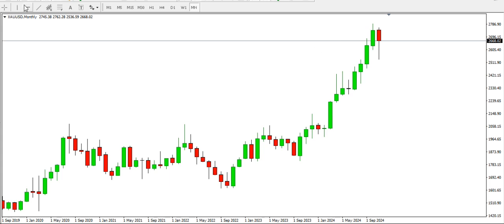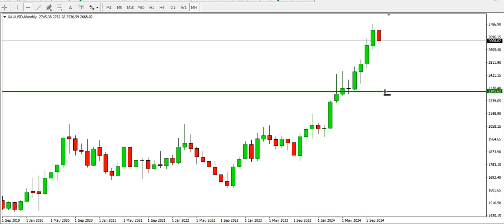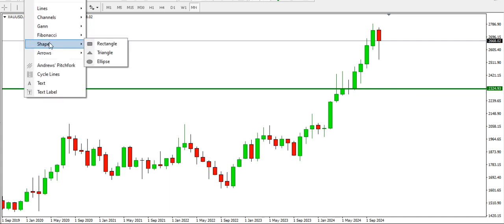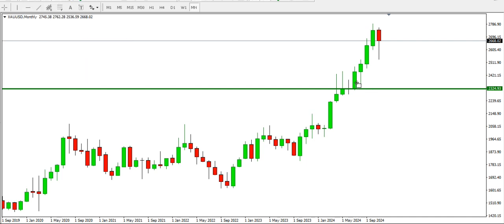But if price will drop, we have this particular order block around here that might serve as support to price, the 2324.93 area on the monthly time frame. We might see price meet with buyers around this point on the monthly time frame.